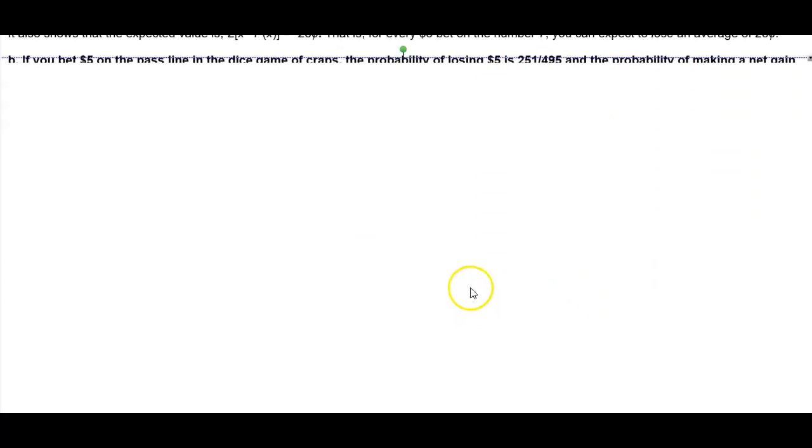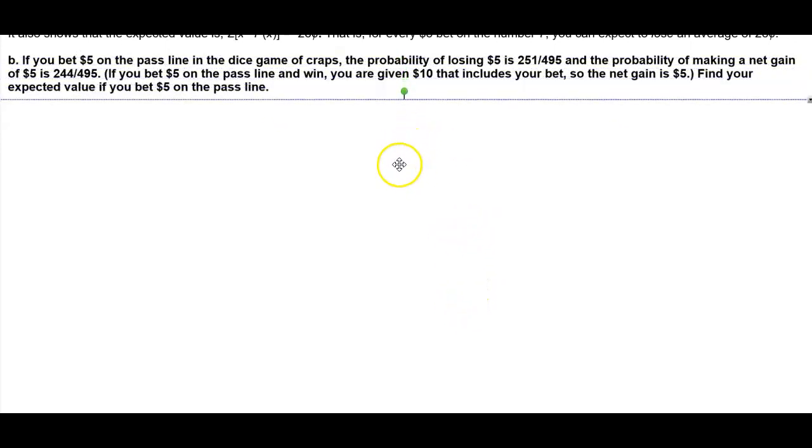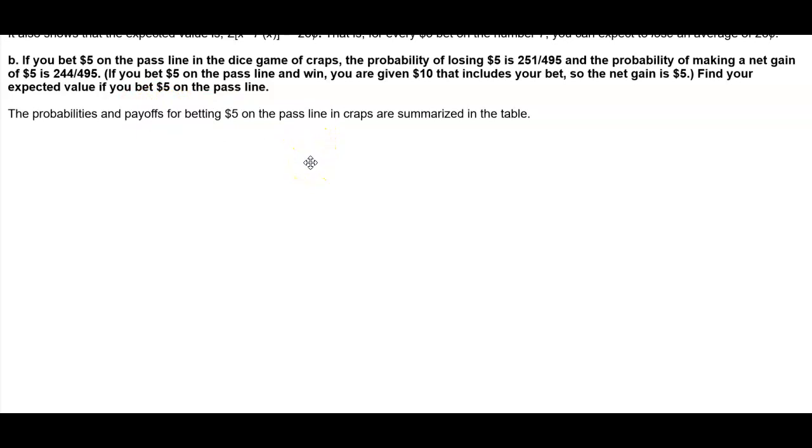Okay, now let's take a look at the next question, part B. It says, now if you bet $5 on the pass line in the dice game of craps, the probability of losing $5 is 251 over 495, and the probability of making a net gain of $5 is 244 over 495. Now, if you bet $5 on the pass line and win, you are given $10 that includes your bet. So the net gain is $5. Find your expected value if you bet $5 on the pass line.